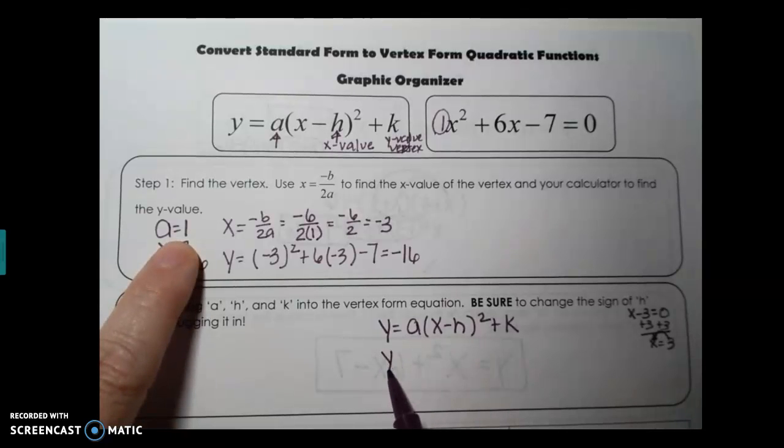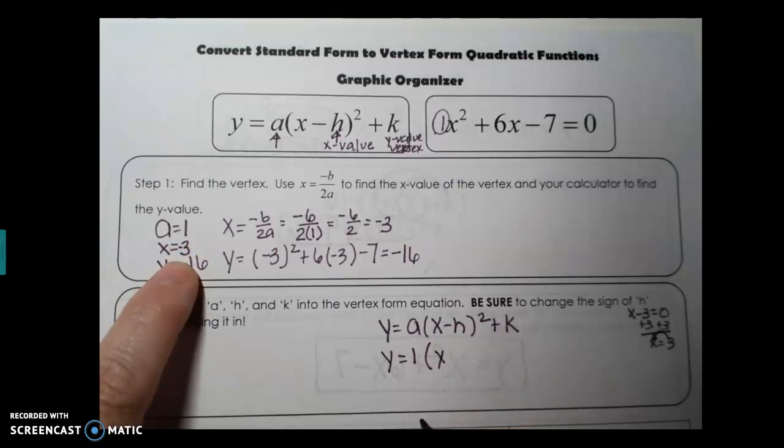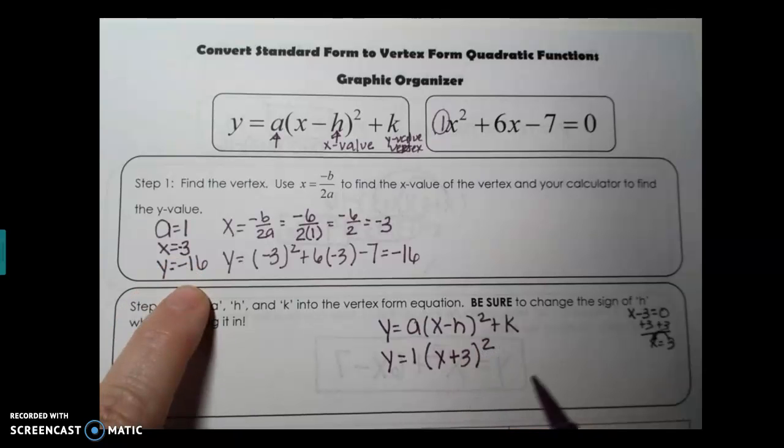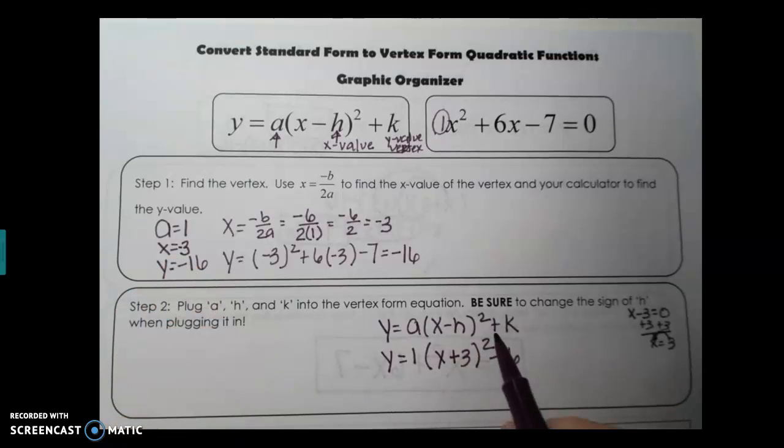So I have y equals, my a is 1. You don't have to write that. x, this is a minus 3, so when it gets plugged in, it goes plus 3 squared. That's a minus 16, and I'll tack that on the end. And that is my vertex form of my equation.